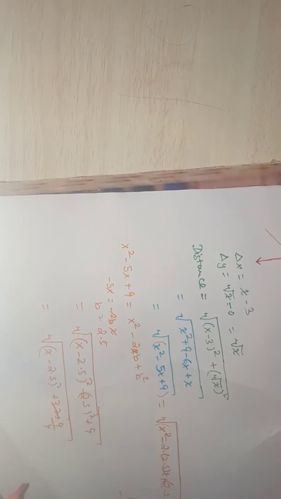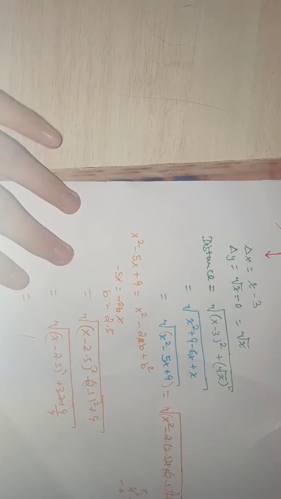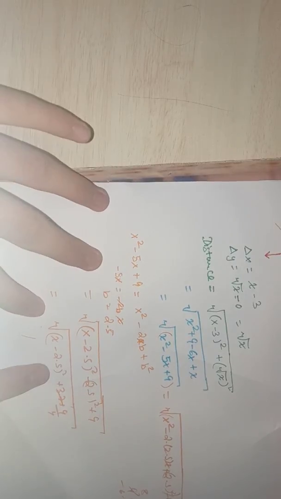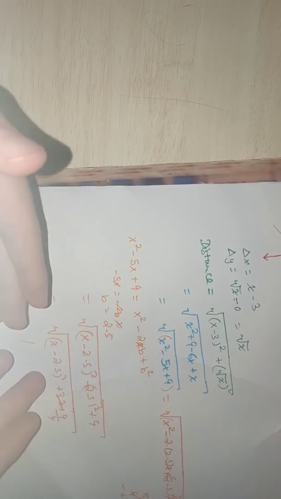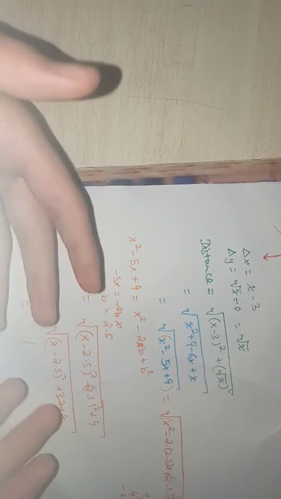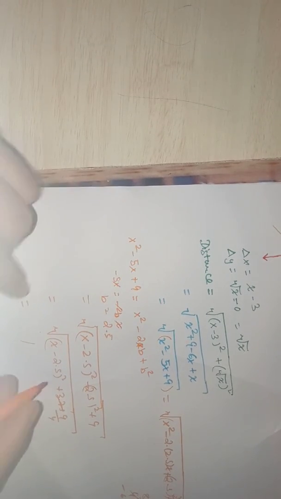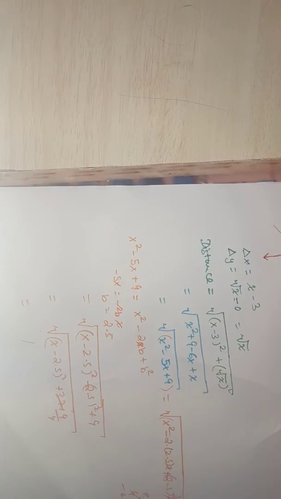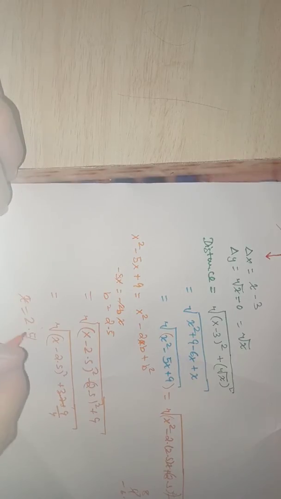Now we can write it as the root of (x minus 2.5) squared plus 9/4. Now what is the minimum value? Well, that happens at x equals 2.5, right? Because if the value of x is less than 2.5, this whole thing is going to be negative, and the square will be positive, and this will increase the value. The minimum is reached when (x minus 2.5) squared is 0. When does that happen? When x equals 2.5. So that's the point.